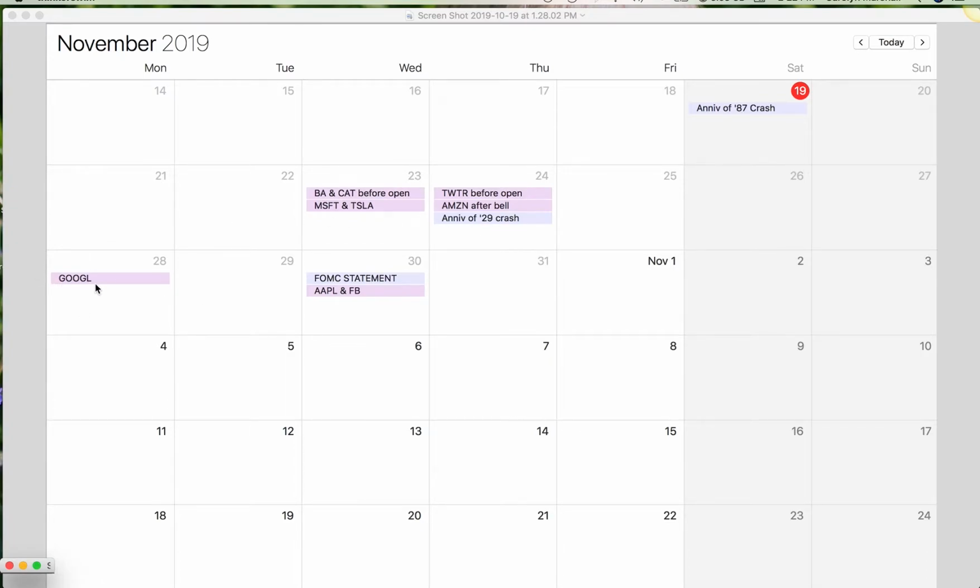The following week we have Google on Monday after the bell, and then probably our most important day of the whole month, the second to last day of the month. The FOMC statement is on Wednesday, and then Apple and Facebook after the close. We are at the end of the month, not next week, but the following week. So this will be November week 1, because the Friday of that week is November 1st, even though we don't trade the month of November till Friday.